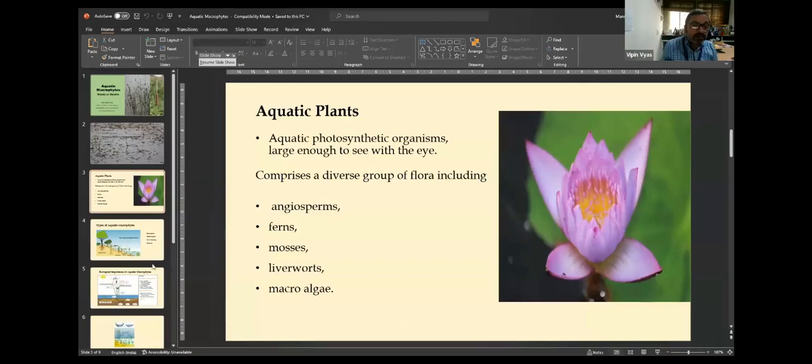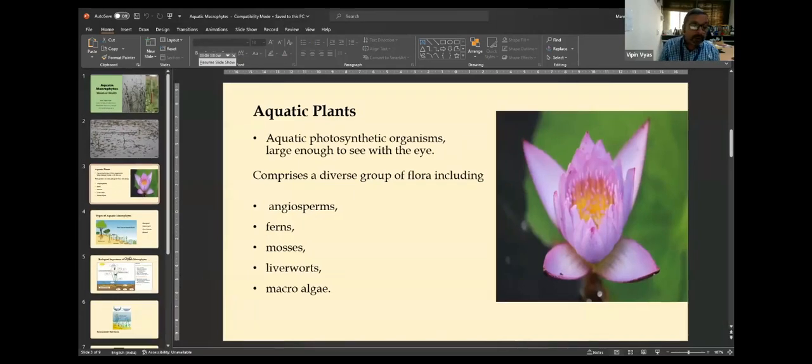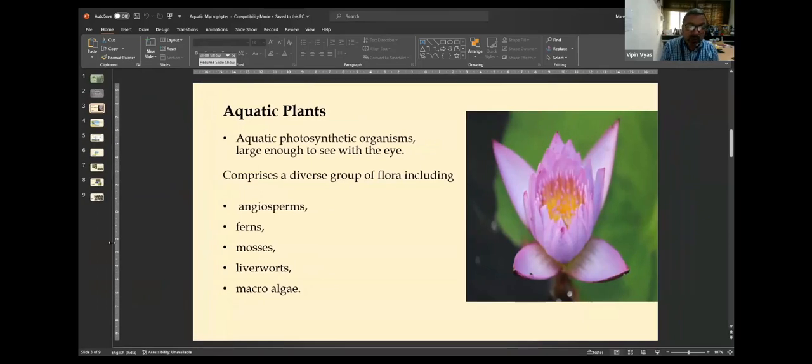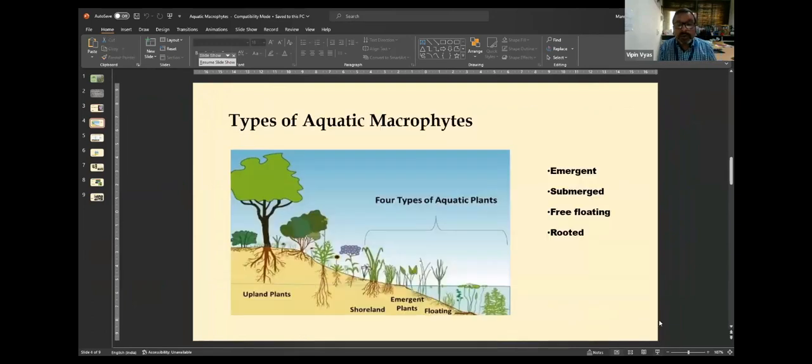So these are the different forms of plants which are normally found in the terrestrial ecosystem, and these forms are also found in the aquatic ecosystem. Next, please. Okay, so when we visit any water body, we see different types of aquatic macrophytes, aquatic plants. Some of them are found in the middle of the water body, and some are on the margin of the water body. In every water body, these different types of plants have their own role in the ecosystem.